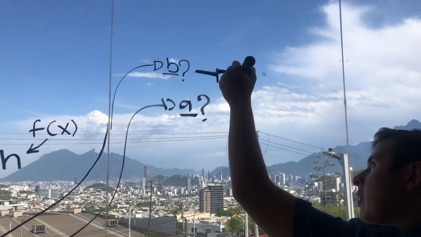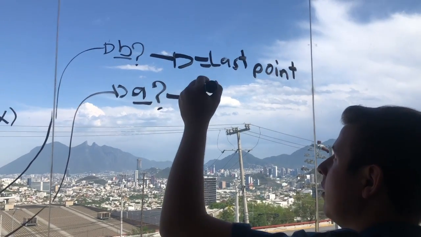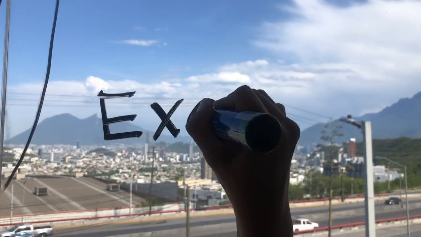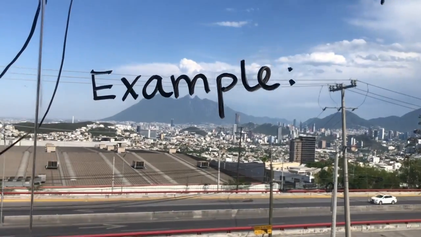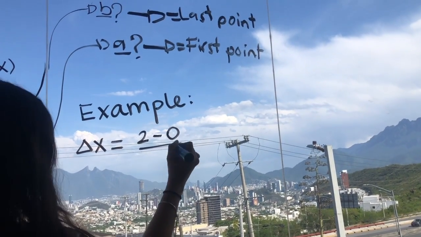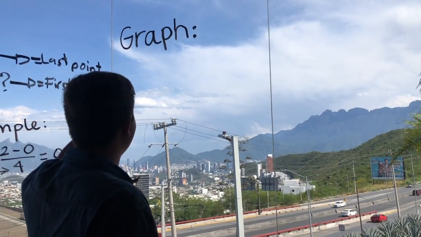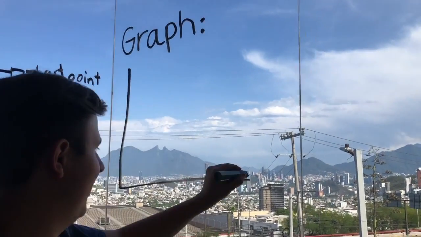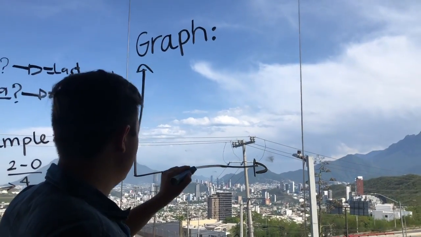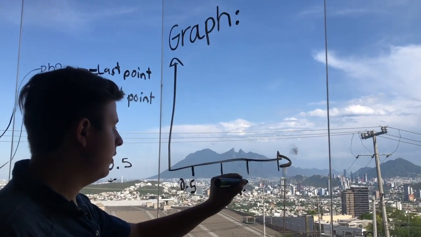Well, how do we get the points? The point b is the last point of the interval, and the point a is the first point of the interval. In our example, delta x equals 2 minus 0 over 4. This equals 0.5. First of all, we have to graph. We know n is equal to 4, therefore there are going to be 4 rectangles, each one 0.5 wide.